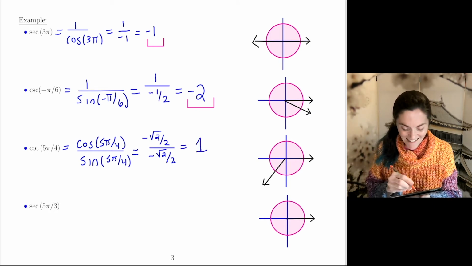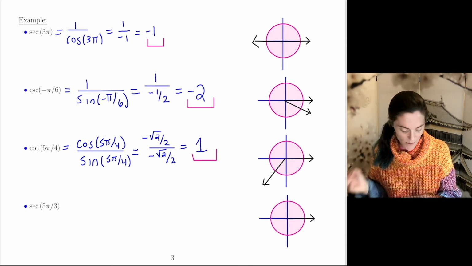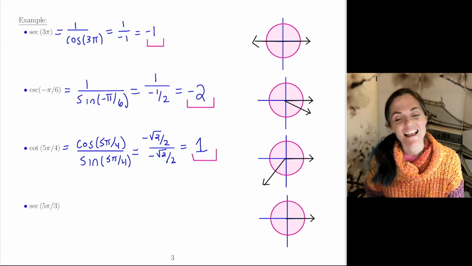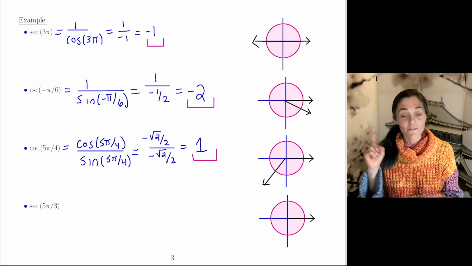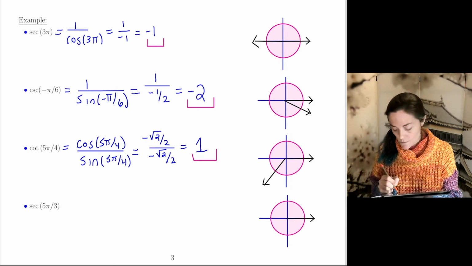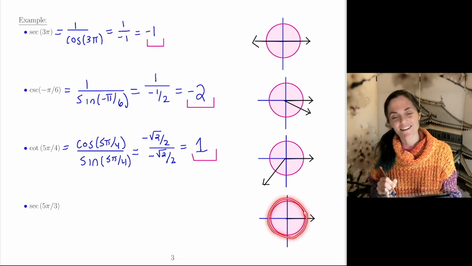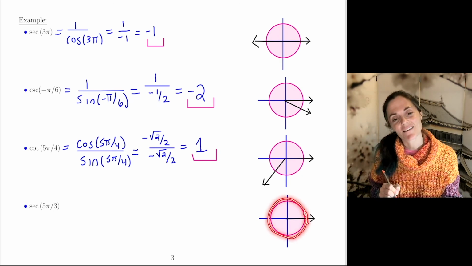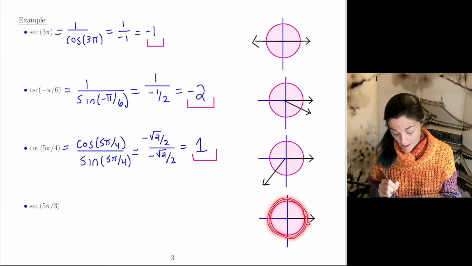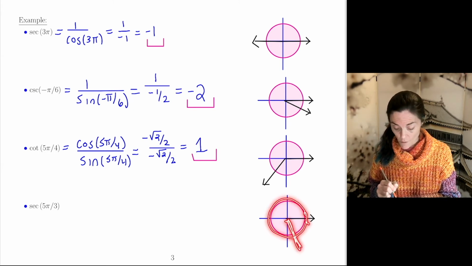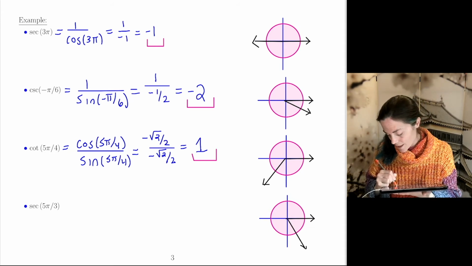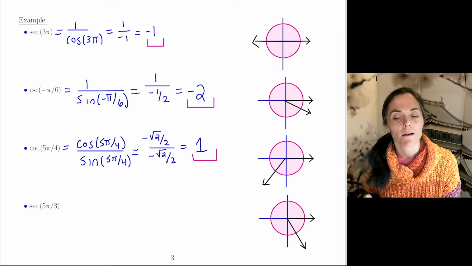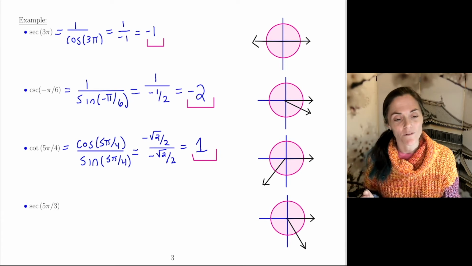The cotangent of 5 pi over 4 is 1. We have another secant, but let's think about the angle first. 5 pi over 3. So all the way around is 6 pi over 3. Then you back up. Pi over 3 would be about here, would be 5 pi over 3. 5 pi over 3 is approximately here. We are in quadrant 4.